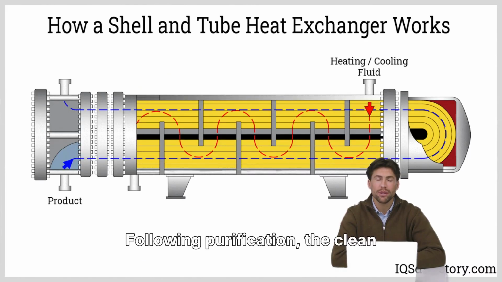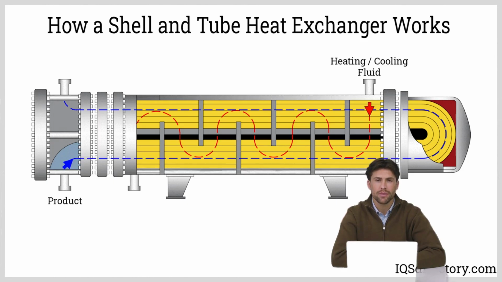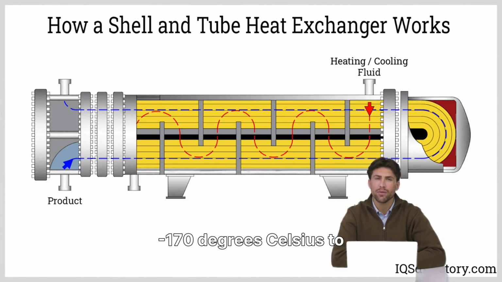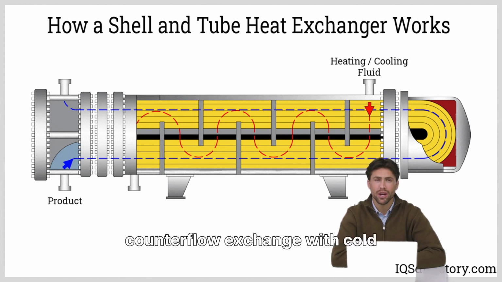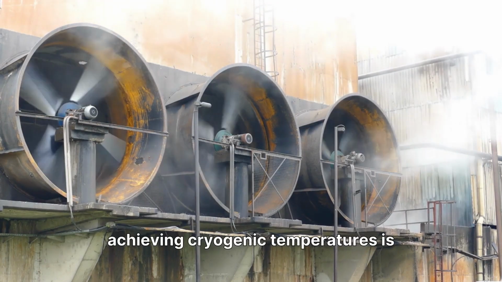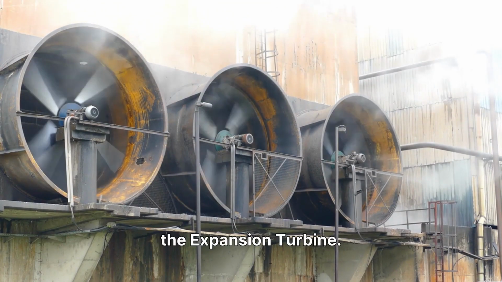Following purification, the clean air is directed into a series of heat exchangers. Here, it is progressively cooled to extremely low temperatures, typically ranging from -170 degrees Celsius to -190 degrees Celsius. This cooling is achieved through a highly efficient counterflow exchange with cold waste nitrogen streams, maximizing thermal energy recovery within the system.